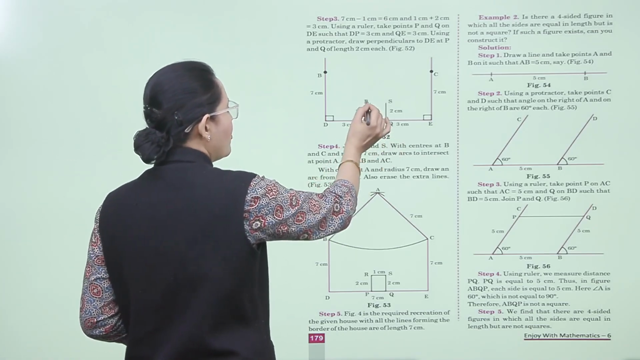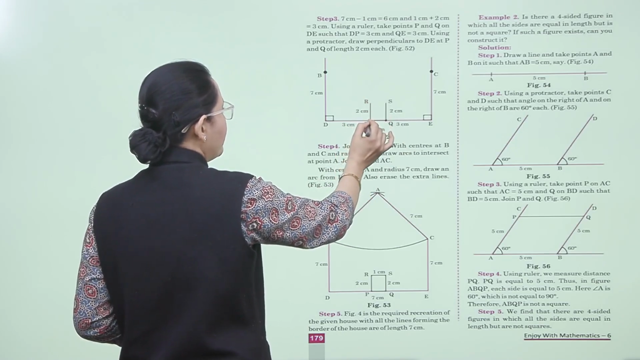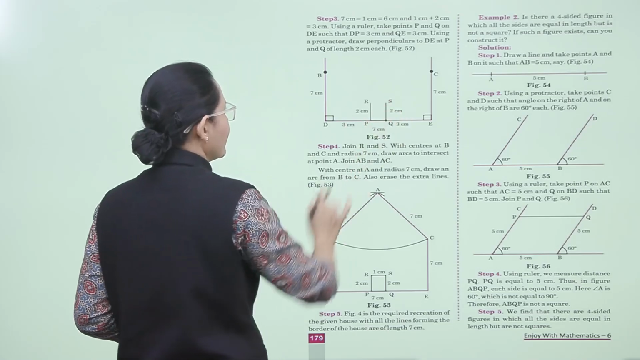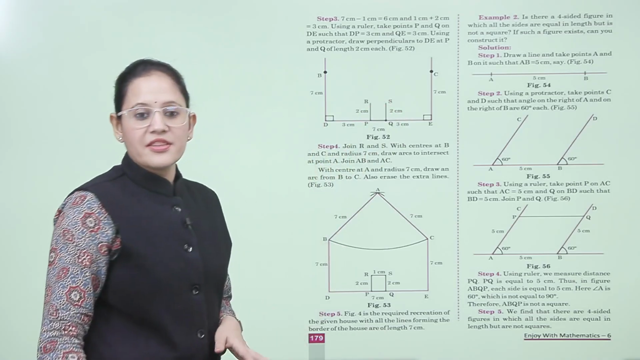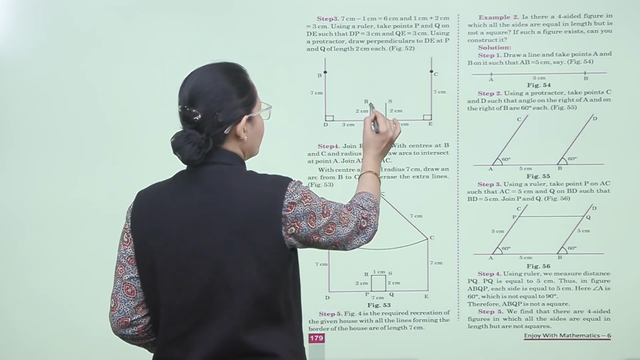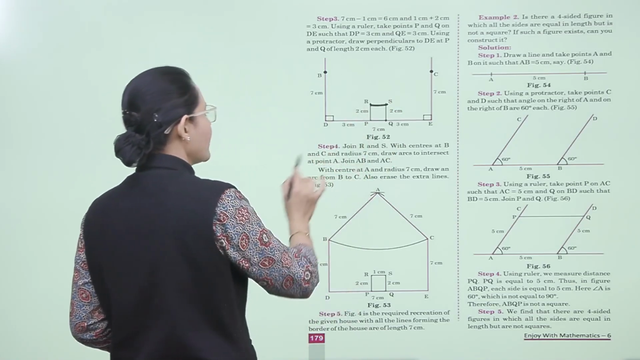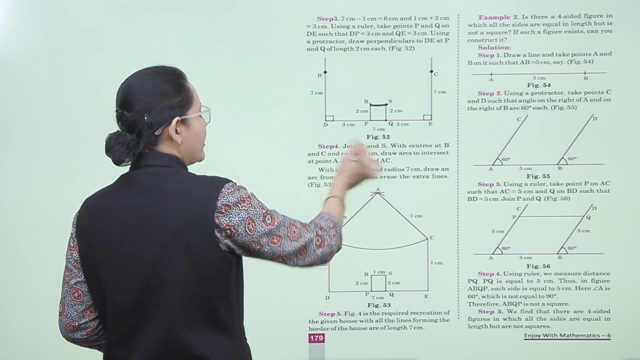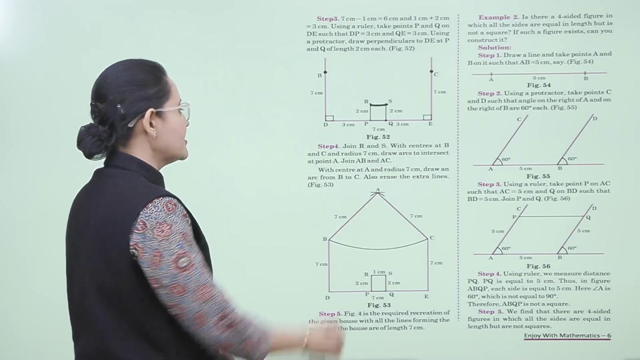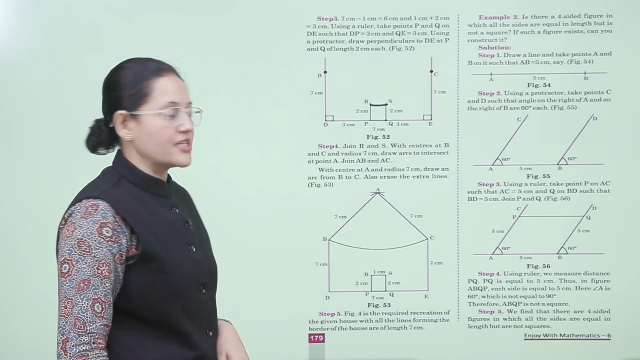Clear? Now from P we'll make a line segment of 2 centimeter, and from Q 2 centimeter, like this. These are the points R and S. Now we'll join them together like this. Clear? Join R and S like this. With the center B and C and radius 7 centimeter, draw the arc to intersect.